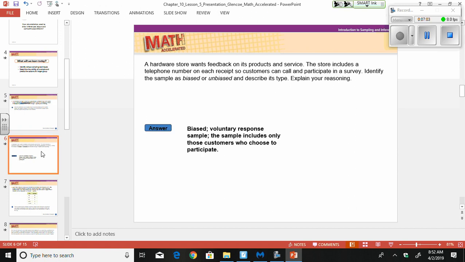So a hardware store wants feedback on its products and services. The store includes a telephone number on each receipt so customers can call and participate. They can call. That's biased. It's voluntary response. The sample includes only those customers who choose to participate. So it's a biased, voluntary response. Make sure you have that down on your paper.